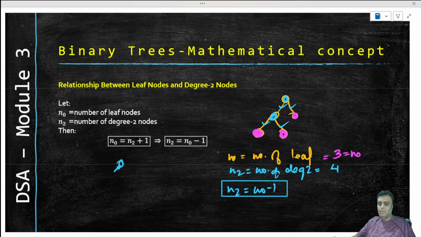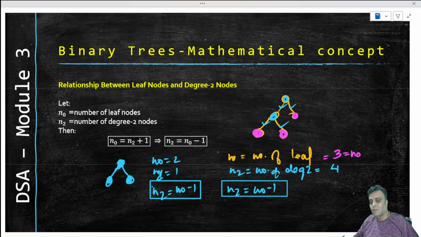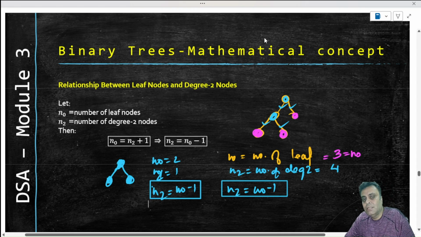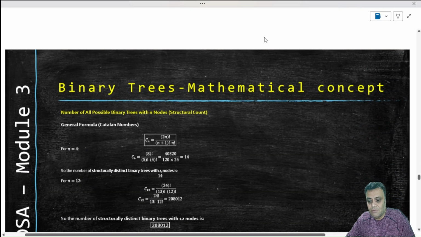Take any other example. Let us take a simple example like this. What is n0? 2. What is n1? 1. What is n2, the number of nodes with degree 2? 1. So can I say n2 is equal to n0 minus 1? Of course I can say that. So this gets validated across any kind of tree that you want to take, which is the relationship between the leaf nodes and the degree 2 nodes. So that's the relationship that we have established.